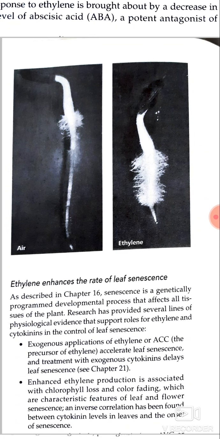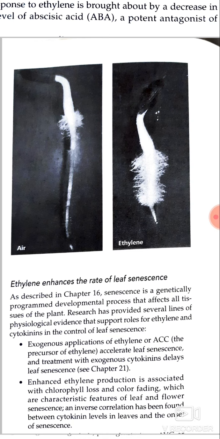Ethylene enhances the rate of leaf senescence. Senescence is a genetically programmed developmental process that affects all tissues of the plant. Research has provided several lines of physiological evidence that support roles for ethylene and cytokinin in the control of leaf senescence.